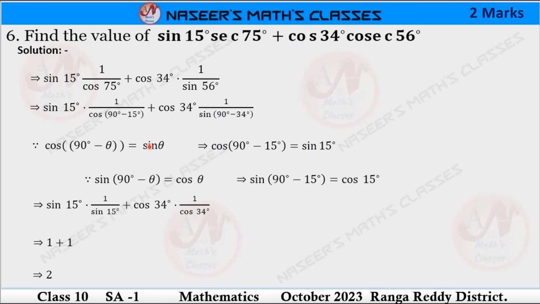Now we write the complementary angles of these two: cos of 90 degrees minus 15 degrees is equal to sin 15 degrees, and sin of 90 degrees minus 34 degrees is cos 34 degrees. Then we get sin 15 degrees into 1 by sin 15 degrees plus cos 34 degrees into 1 by cos 34 degrees. Now we can cancel sin 15 degrees and sin 15 degrees, and cos 34 degrees and cos 34 degrees. Then we get 1 plus 1. Now this we get 2.